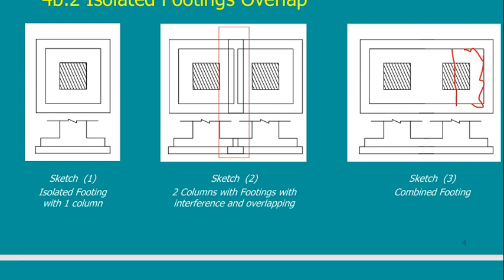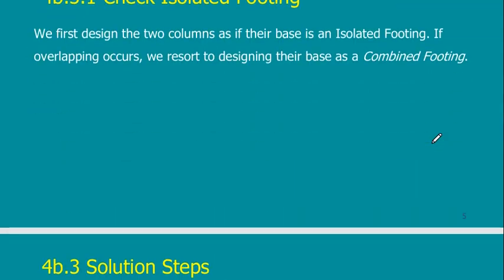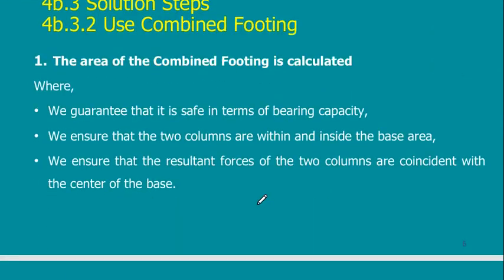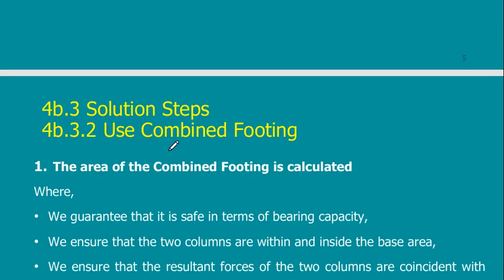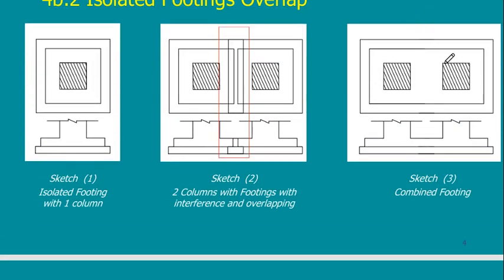So I need to guarantee that both columns are included inside my new dimensions. Ensure that the resultant forces of the two columns are concentric or consistent with the center of the base or with the footing. Let's just go first to the case of an isolated footing with one column.